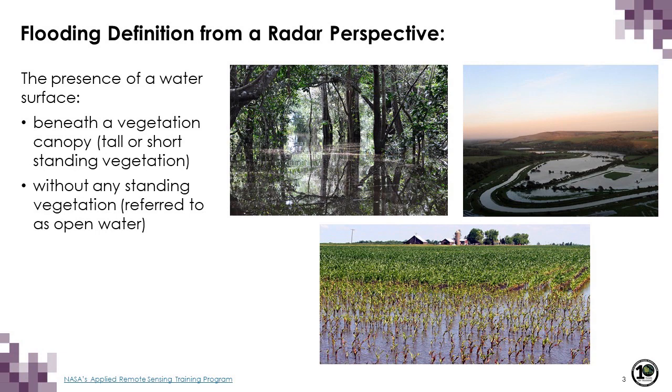Radar can also detect flooding when or where there is no standing vegetation, and I will call this open water, such as the figure on the top right. The type of flooding discussed in this webinar can be caused by natural processes, such as the seasonal flooding of wetland ecosystems, or as a result of a natural hazard, for example, hurricanes or extreme precipitation events. Some floods can also be human-driven, such as flooded rice fields.